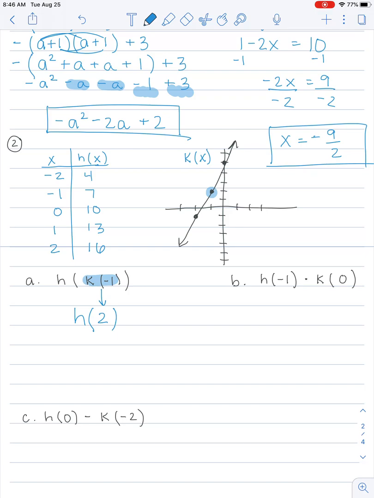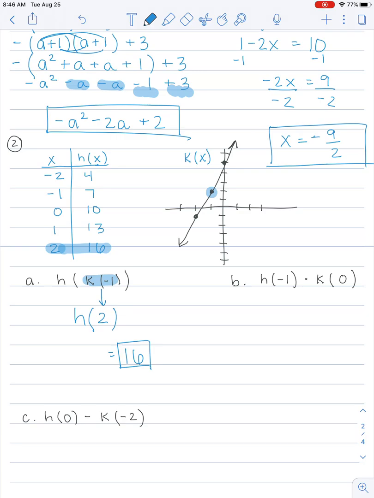All right, our H function is our table. So you have to look at your X values where we plug in 2. I plug in 2 for X right here. What is my output when I plug in 2? It's 16. So my answer would be 16. Awesome.